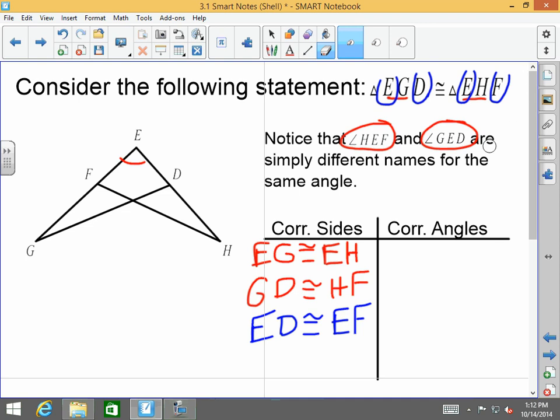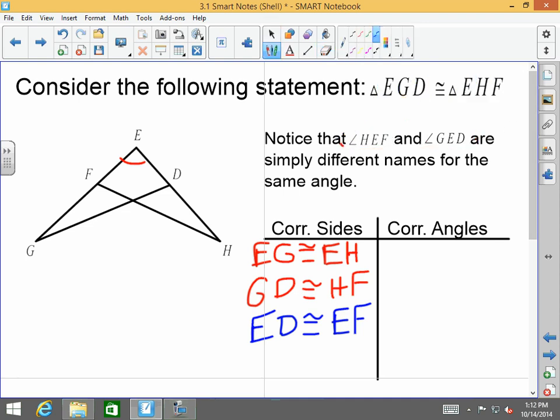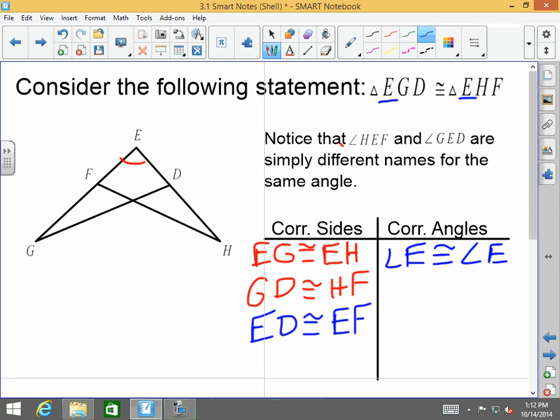Now, we already talked about angle E, but besides just talking about it, we can prove it when we're looking at the corresponding angles. E is congruent to E. Why? Because that's what the letters tell me, man. So angle E is congruent to angle E. Angle G is congruent to angle H. And angle D is congruent to angle F.